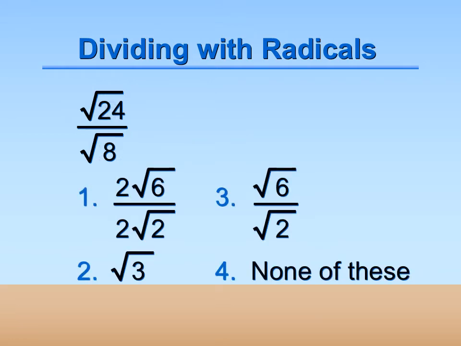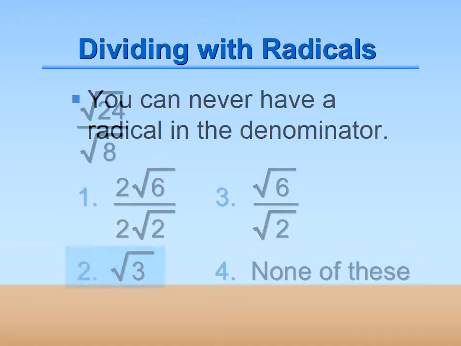All right, let's see if you can figure out what this one is. This is the square root of 24 over the square root of 8. Go ahead and pause the video and see what you think the answer is. All right, the answer is the square root of 3, which is number 2. The square root of 24 over the square root of 8 becomes the square root of 24 over 8, and 24 over 8 is 3, and so that gives us the square root of 3.